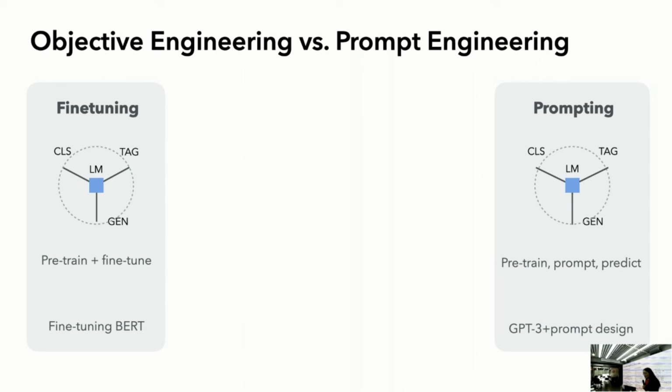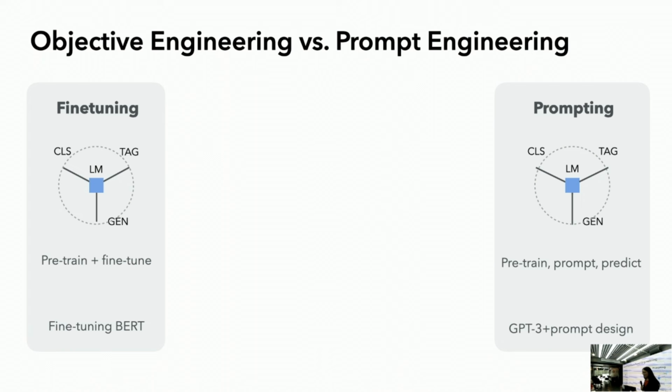So this leads to some terminologies that people always say. You can call this kind of fine-tuning objective engineering, and this kind of prompting prompt engineering. There is also a joke that there may be job positions available for prompt engineers.